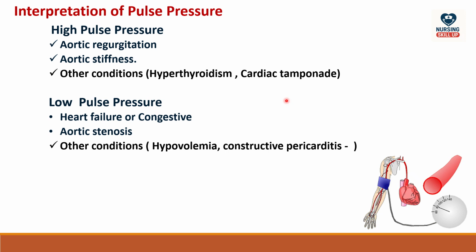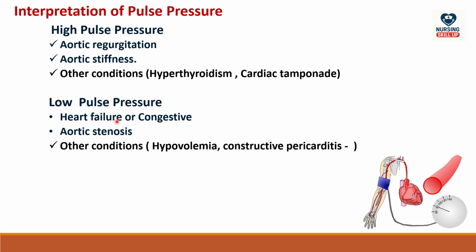Cardiac tamponade is a serious medical condition where fluid accumulates in the pericardium, the sac surrounding the heart, compressing the heart and restricting its ability to pump blood. So when there is high pulse pressure, the causes are aortic regurgitation, aortic stiffness, and other conditions like hyperthyroidism and cardiac tamponade.